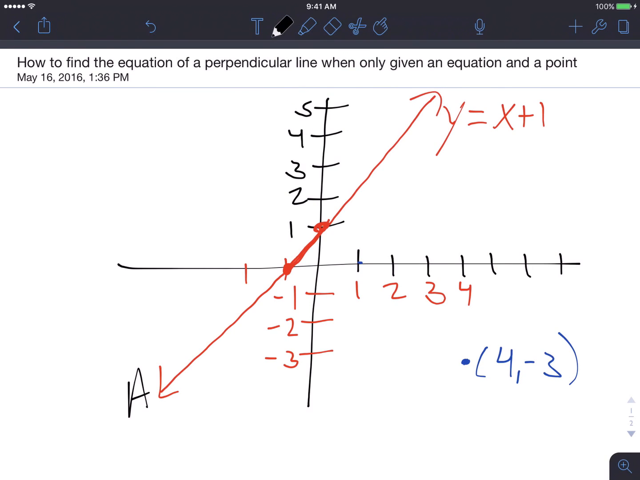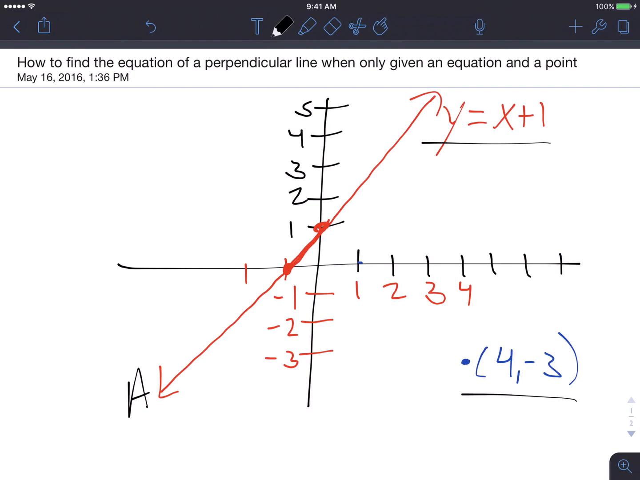You're given a line. Here's the equation of the line, okay? And you're given a point. And the question will say, find the perpendicular line that goes through the given point. In this case, the given point is 4 comma negative 3. Okay? So we just need to basically find that line, and that line should be perpendicular to the line that's already given. Okay? If it's super confusing, just follow along and you'll be alright.